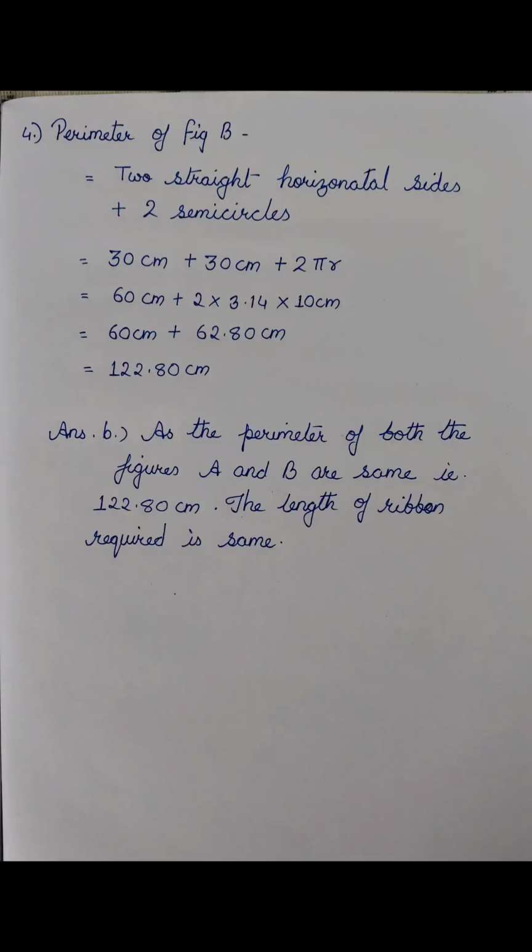Now let's quickly solve the perimeter of figure B. Again apply the same formula, which says two straight horizontal sides plus two semicircles. Here you can observe that 30 centimeter and 30 centimeter plus 2 pi r is exactly the same as what you did in the last figure. So the answer will be the same for both figure A and figure B, which is 122.80 centimeter. So if I have to calculate the length of the ribbon required, it is going to be the same. As the perimeters of both the figures A and B are the same, the length of ribbon required will be the same.